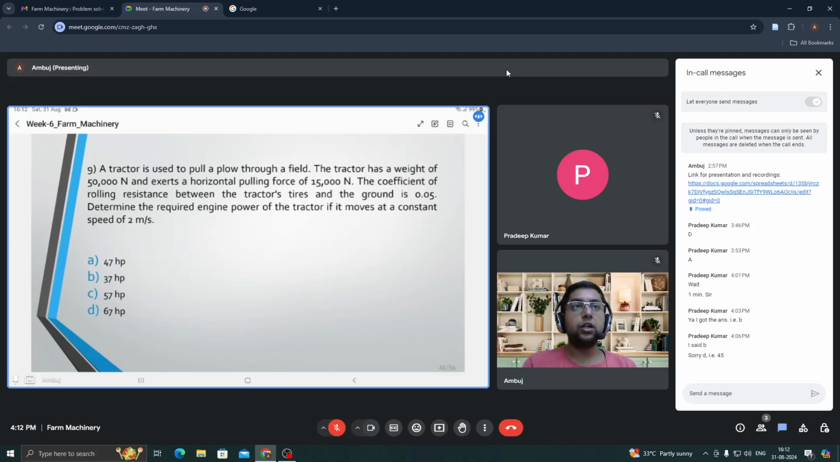Simple question. Net force multiplied by velocity, P is F into V. Simple physics. Do try to solve. It is 16:12. I'll not say anything up to 16:17. I'll give you 5 minutes time.